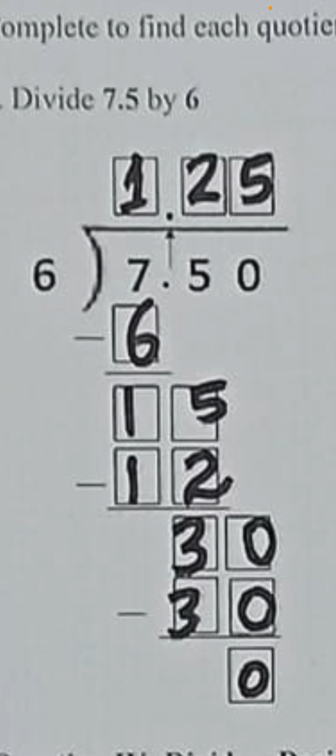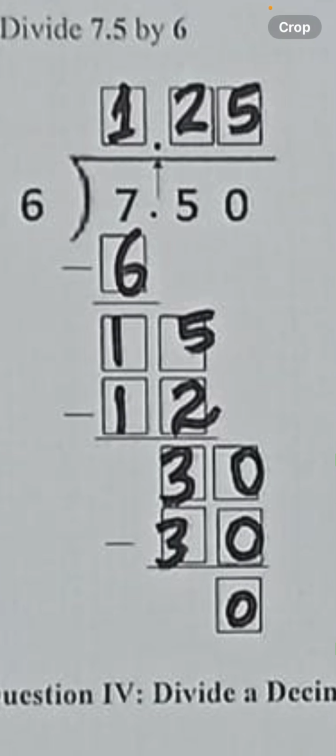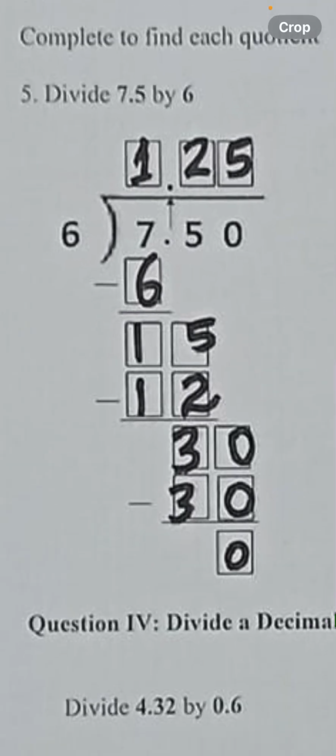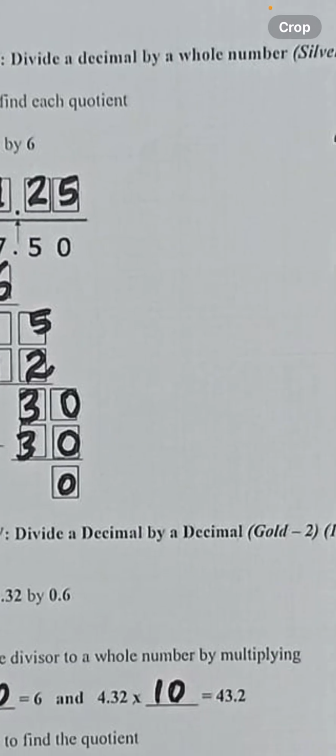15 divided by 6 equals 2. 2 multiply 6 equals 12. Then we subtract 15 minus 12 equals 3. So in this case we have a remainder, but we don't want a remainder. We add 0 down. It becomes 30. 30 divided by 6 equals 5. 5 multiply 6 equals 30. Then we subtract, equals 0.